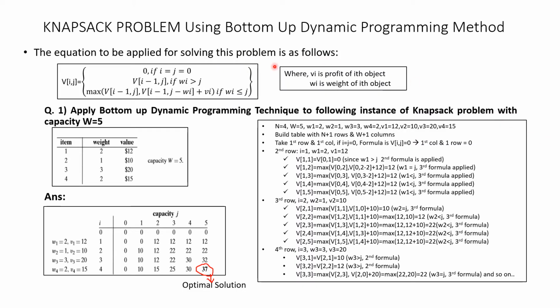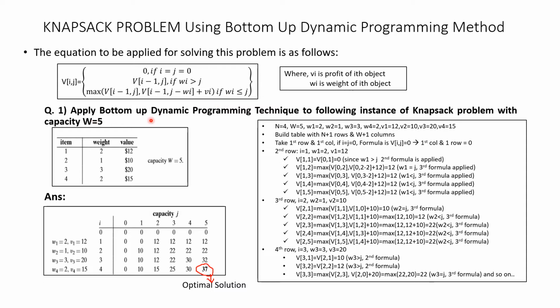Here I have simplified the method. The method is actually quite simple. The only thing is, it's a little laborious process where you have to apply these formulas. So the equation that can be applied for solving this problem is this one. I'll come to this equation once I start solving the problem. I will just tell you the terms. This is capital V, this small w stands for the weight, and this small v stands for the profit. It represents profit, and small w represents the weight.